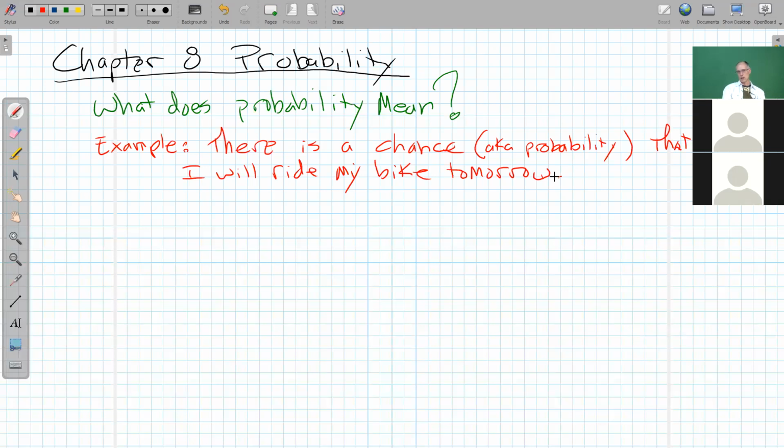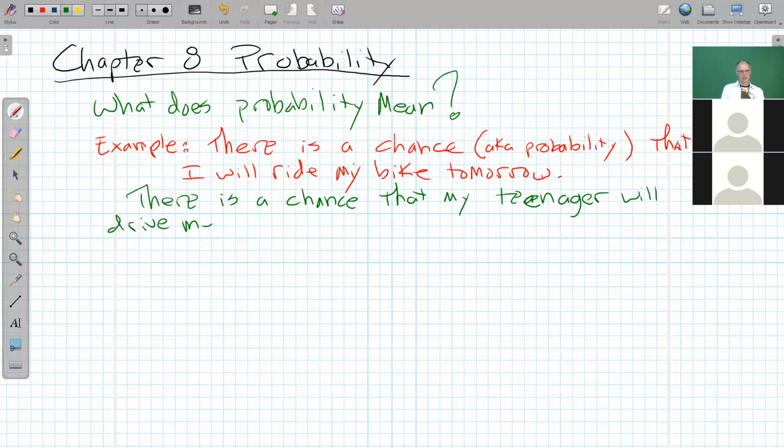How about there's a chance that my teenager will drive me crazy? Oh, that's a good one, yes. I have a couple of teenagers. There we go. Okay, we have 7 of us here, and so far I have 3 ideas. I'm waiting for 4 more. So if the rest of you could come up with something either on voice or chat, please share.